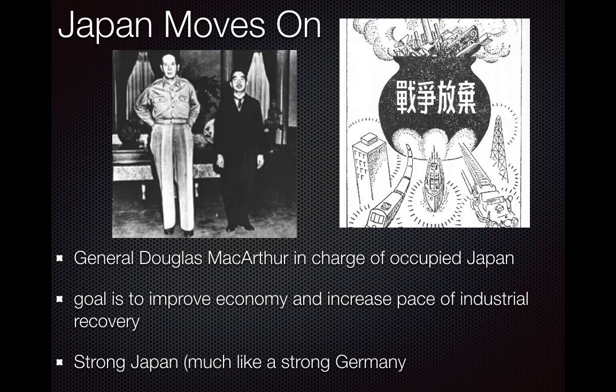In Japan, the United States will occupy Japan after World War II. General Douglas MacArthur will be in charge of the occupation of Japan. Their goal is to improve the economy and increase the pace of industrial recovery. They want to make sure that there is a strong Japan, just like in the West with the Marshall Plan, they're trying to ensure that there is a strong Germany. They don't want a repeat of what happened in World War I.